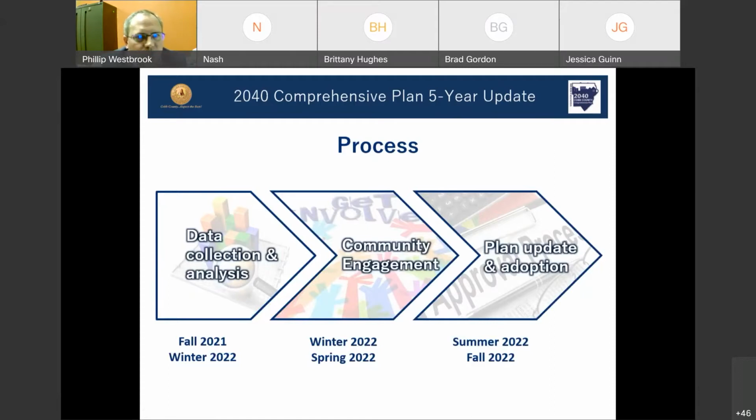And a lot of the information that we'll be showing you tonight includes the information that was gathered through our data collection and analysis phase of the project. This phase began really in the summer of 2021 and went through the fall and early winter. And then we are beginning our next phase tonight. This next phase of the project is now our community engagement phase.